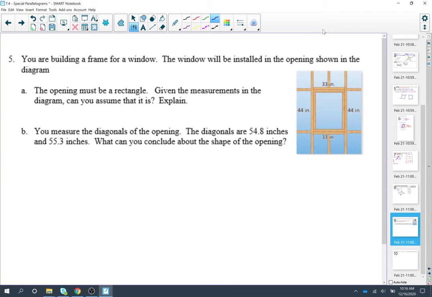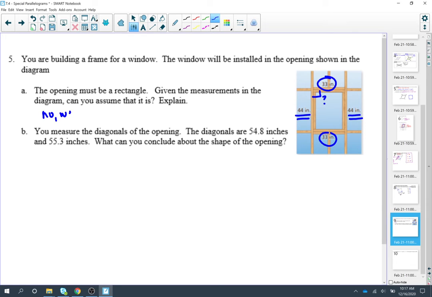Explain. So looking at it, my first thought would be, yeah, that looks pretty good. But are we allowed, given the information, to assume it's a rectangle? And the answer here is no. I know that the opposite sides are congruent. That's great. But do I know that that's a right angle? Looking at it, yeah, it looks pretty close, but do I know?